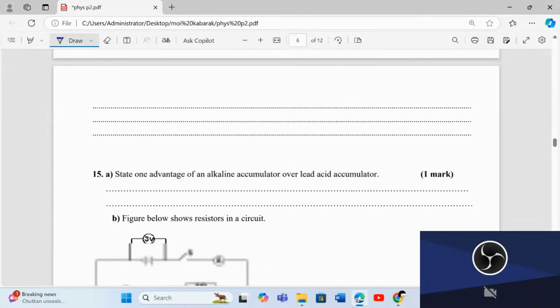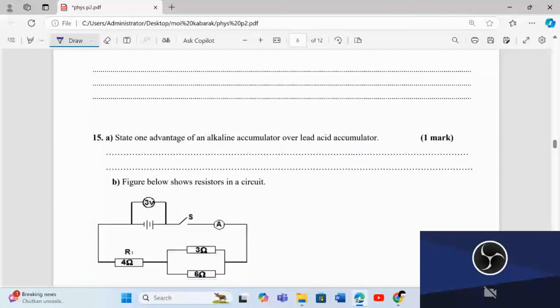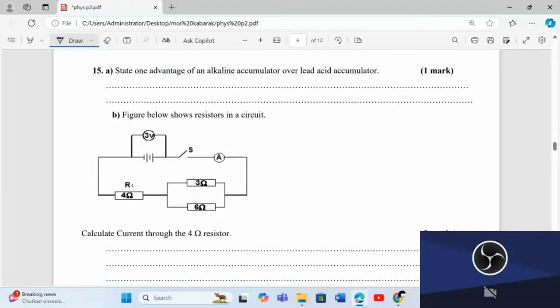State one advantage of alkaline accumulator over lead acid. This may appear like a repetition, but it is not. Therefore, you can go straight to the responses. We have the alkaline accumulator. This one you can say large amounts of current can be withdrawn within a very short period of time.